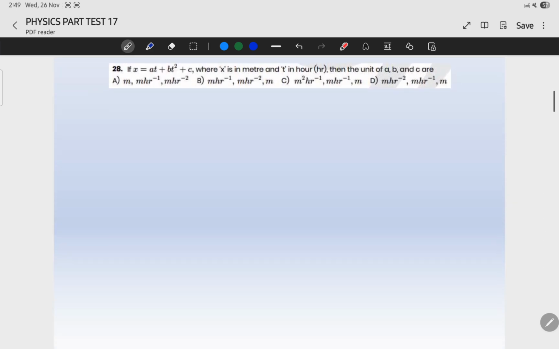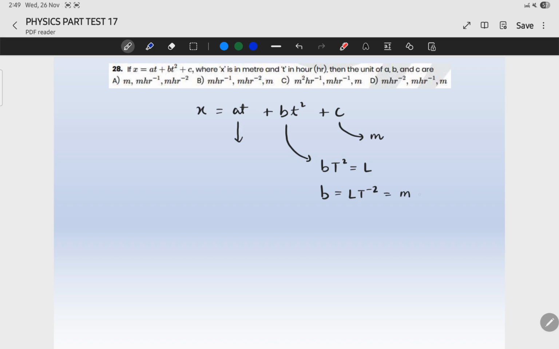Next question, x is equal to at plus bt square plus c. So every term should have same dimension because same dimensions only can be added. So everything should be meter. So c is simply meter. B into time square will give the dimension of length. So B is LT minus 2, which is meter per second minus 2.